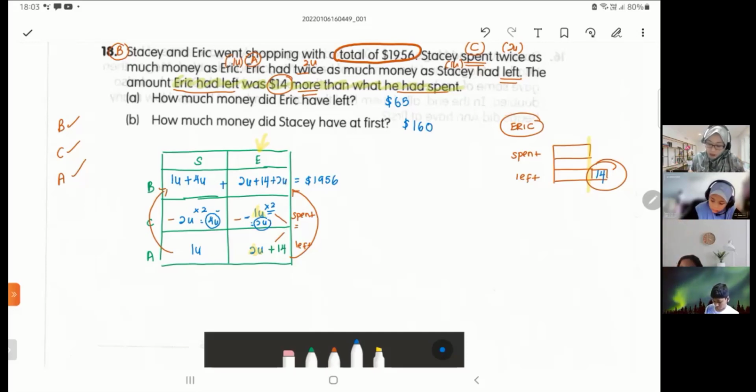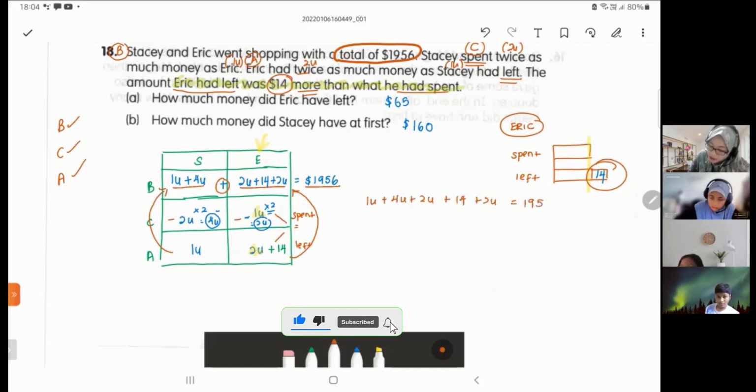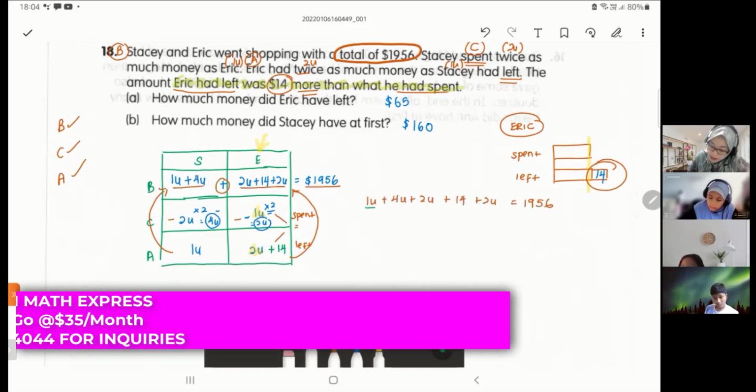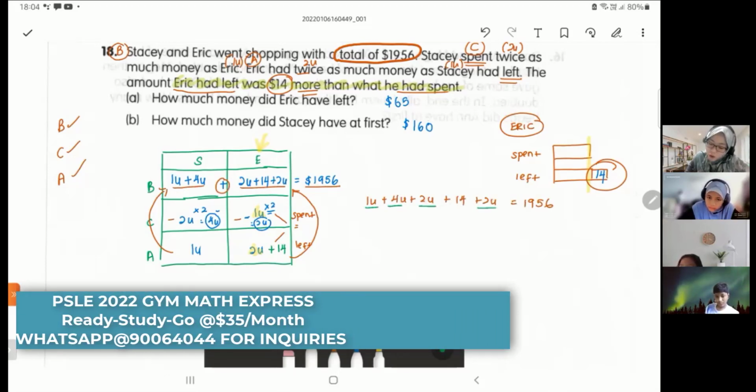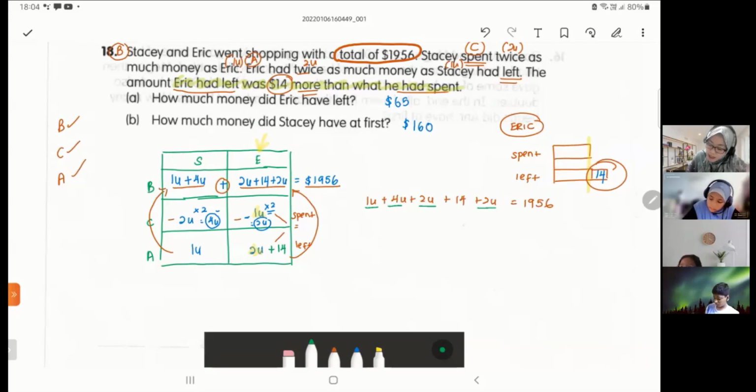Okay, now we are going to take this plus this equal this. Rewrite. 1 unit plus 4 unit plus 2 unit plus 14 plus 2 unit equals 1956. We take all the units together. So 2 plus 2 is 4. 4 plus 4 is 8. 8 plus 1 is 9 units equals to 1956. And then you have to take your 14 and then you minus 14 here.